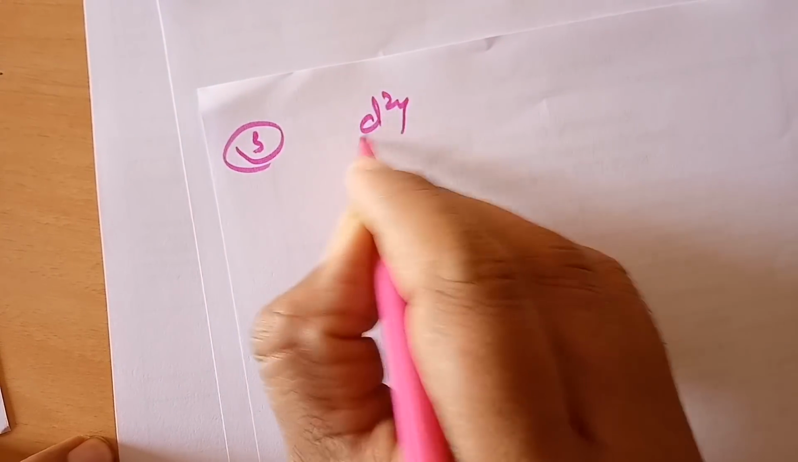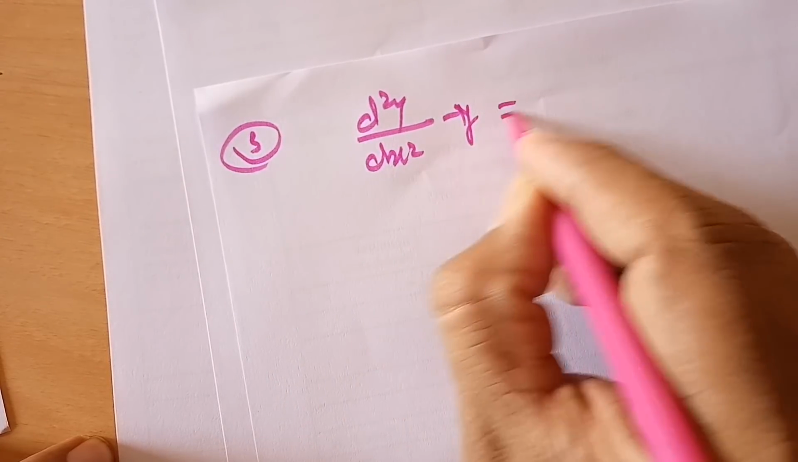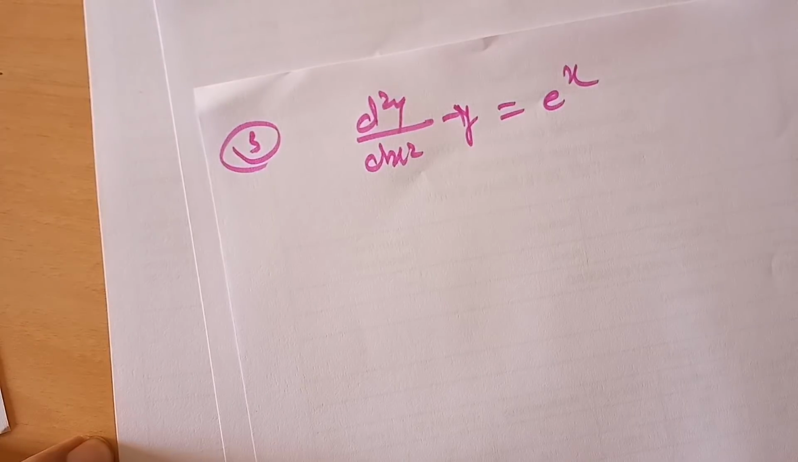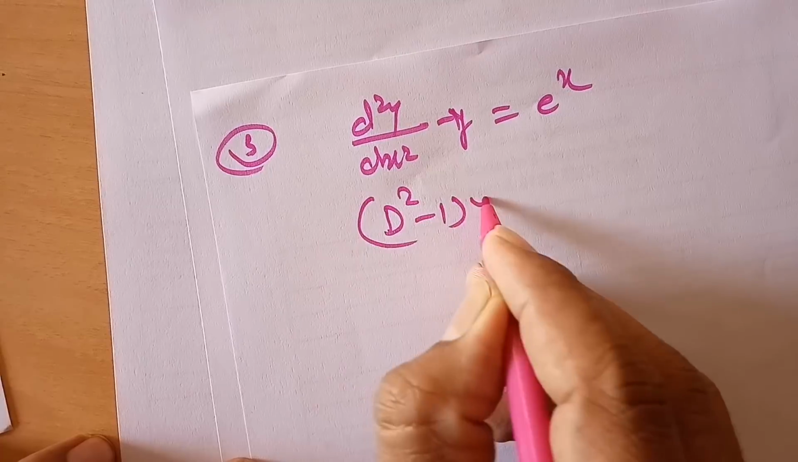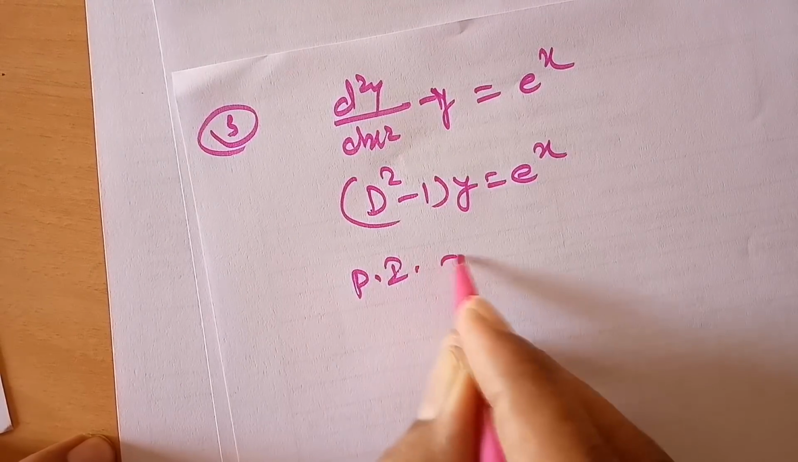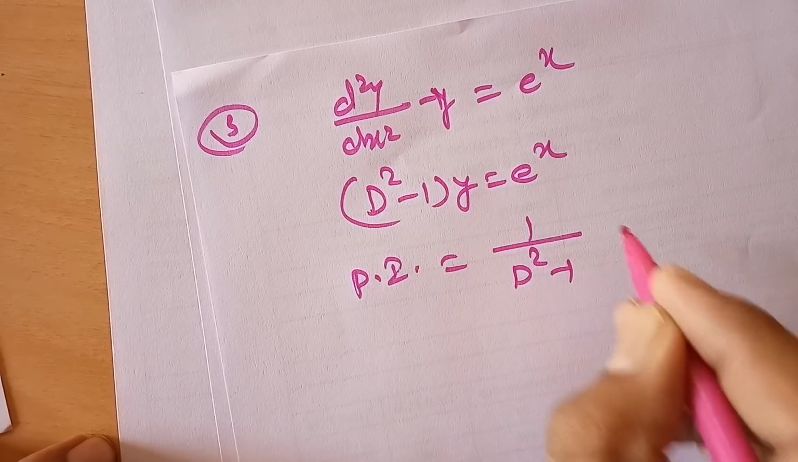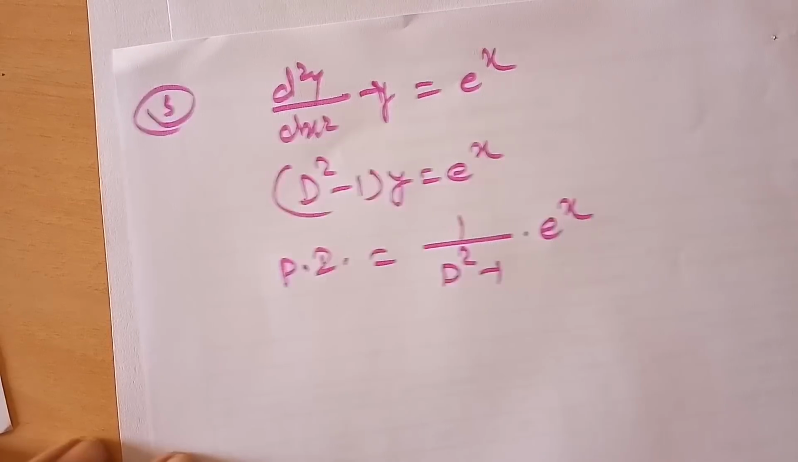This is d²y/dx² minus y equal to e raised to power x. Here, this equation we can write as (D² minus 1) y equal to e raised to x. So the particular integral is 1 upon (D² minus 1) into e raised to x, as per our formula.